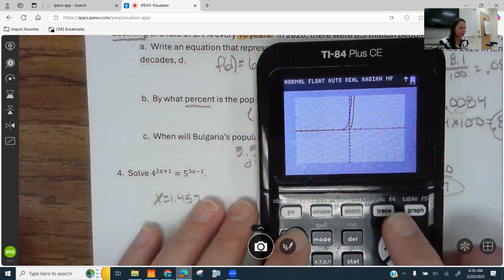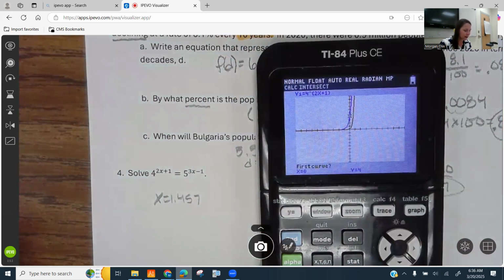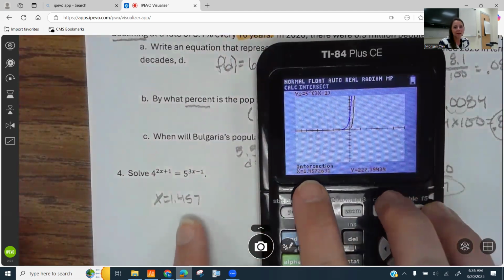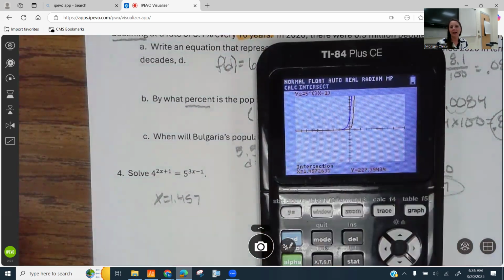So if I say second trace 5 for intersect, I'm just going to press 5 and press enter 3 times. Don't even move the cursor. 1, 2, 3. There you go. And it may take a second. We see that we get the same answer. Look at our x value right here. Now, I didn't have to zoom out. I didn't have to look for the exponent. That's the advantage of these handhelds, especially doing the exponential.